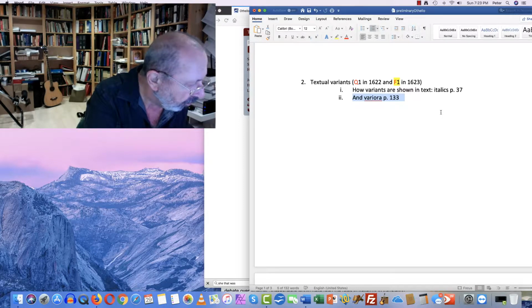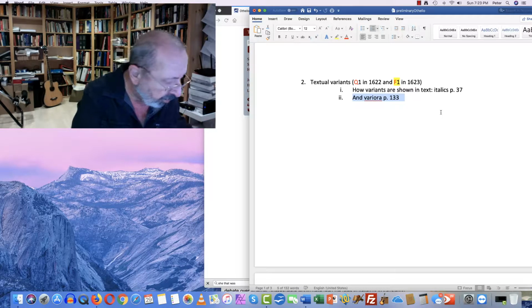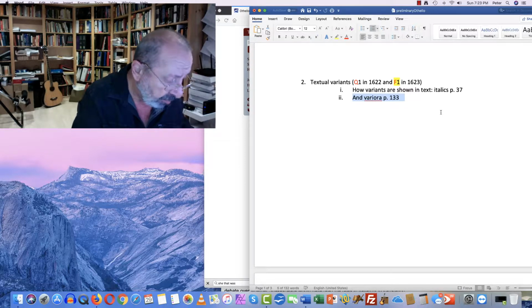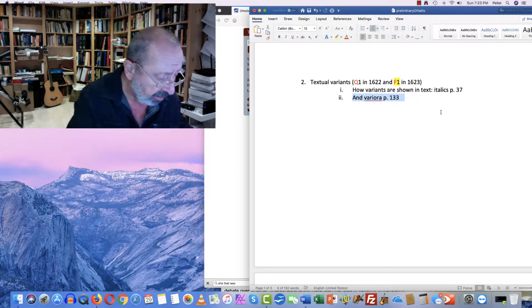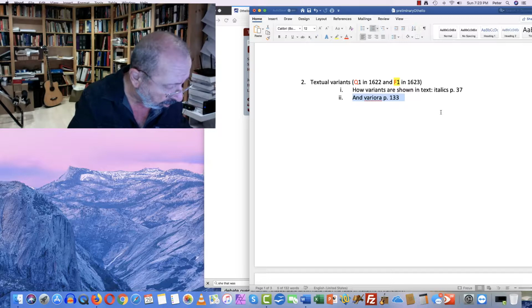Sorry, it appears in the folio, but not the quarto, because it's not italicized. But at 133, following, there are about 2.5 pages of textual variants. Some of them are significant, some of them are not. For example, Act 1, Scene 1, line 22. One version, our version, has tongued, but the quarto version has toged, which is a very different word, obviously.